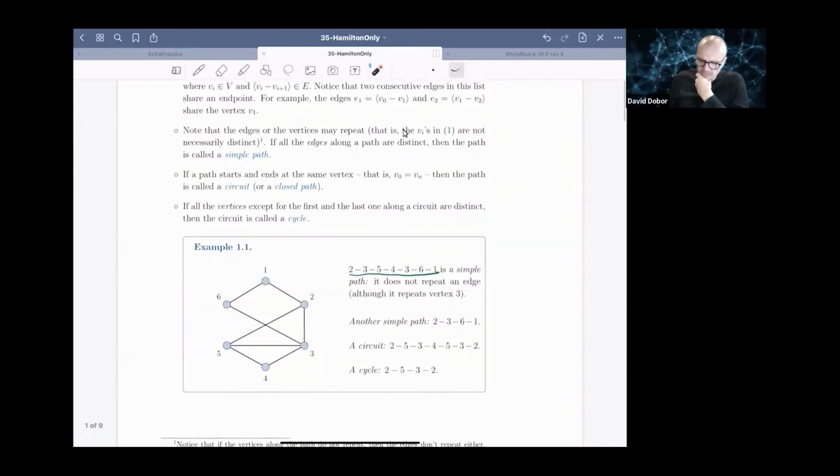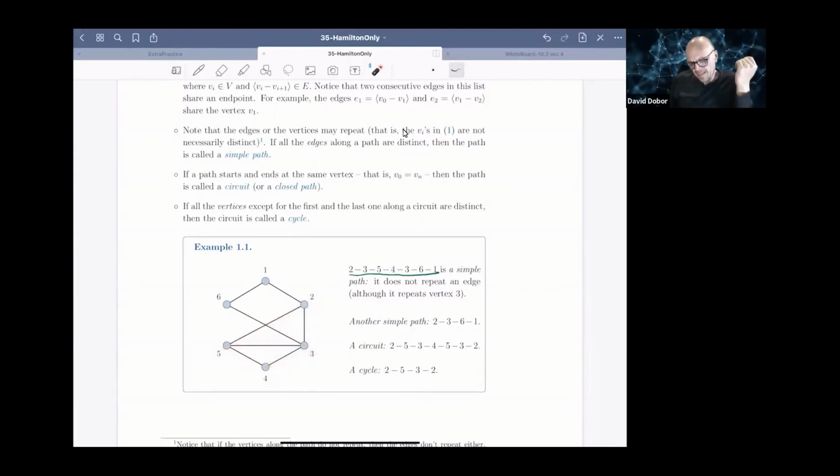But for more examples, here's another example of a simple path: 2, 3, 6, 1. That is a path. It doesn't cover every vertex or every edge of the graph, but it's some path inside the graph. What is a circuit? It has to start and end at the same vertex. So 2, 5, 3, 4, 5, and then 3 again. Notice now I'm traversing this edge a second time, and then 2. That was a traversal of the graph in which I traversed a given edge, in particular the one from 5 to 3, twice. But it's a circuit because it started at 2 and ended at 2. So it is a circuit.